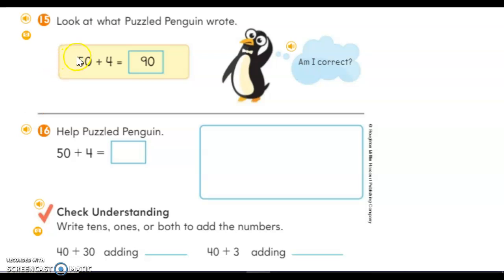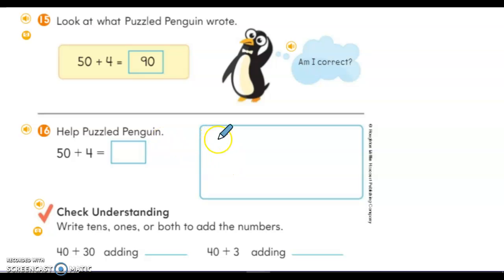So here, are we adding tens or ones, friends? Yep, we're adding tens. Okay, and 4, are we adding tens or ones? Yep, these are ones. So we have 5 tens plus 4 ones. That can't be 90. So down here, we're going to help them out. We have to draw it. That's why they gave us this box.